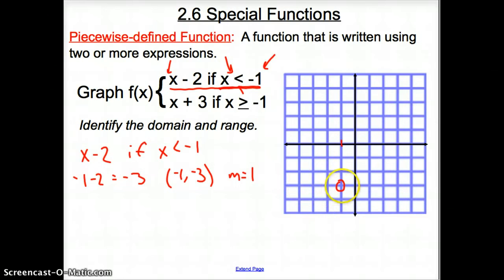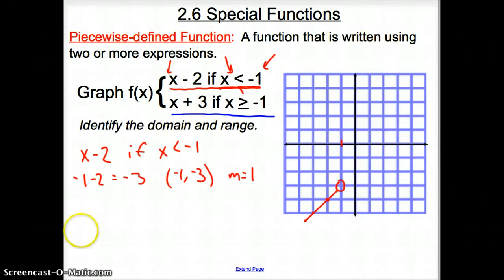So now, with our slope of 1, where would we put our slope? We would go to the left 1 and down 1, left 1 and down 1. Now we have a couple points that can be connected by a line. So we can go ahead and connect those points with a line. So I have an open circle with a line going through and an arrow on the end. Now we're not finished, because we need to do the second half of the piecewise function.